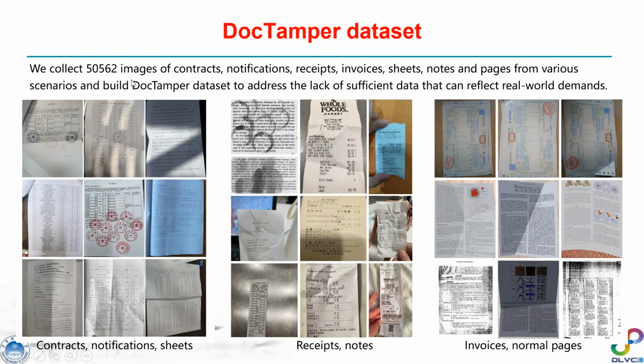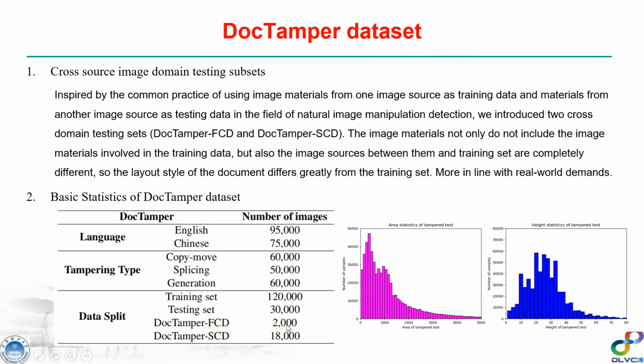We collect 50,562 images of contracts, notifications, receipts, invoices, sheets, notes and pages from various scenarios and build the DocTamper dataset to address the lack of sufficient data that can reflect real-world demands. Some basic statistics of the DocTamper dataset are shown there.